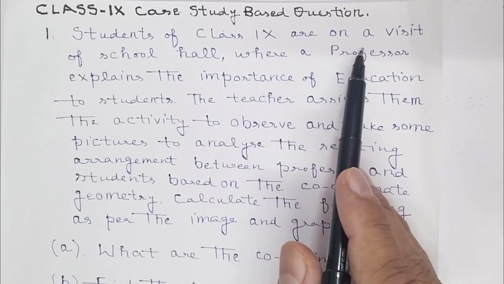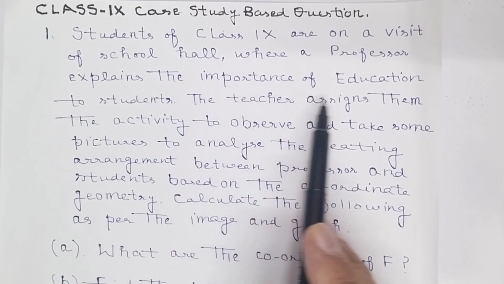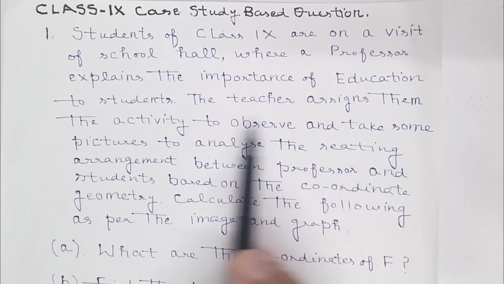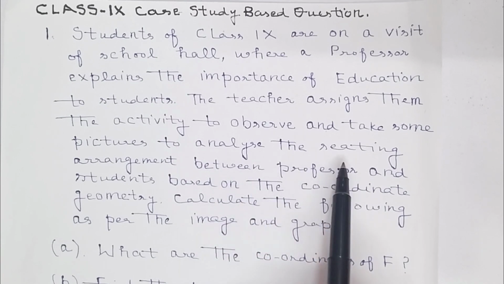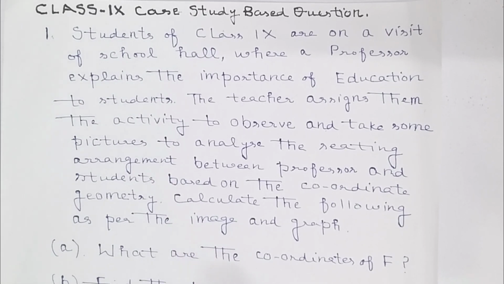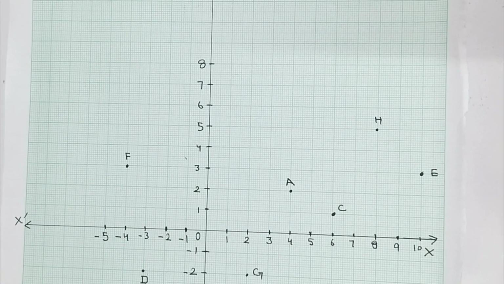Students of class 9th are on a visit of school hall where a professor explains the importance of education to the students. The teacher assigns them the activity to observe and take some pictures to analyze the seating arrangement between professor and students based on the coordinate geometry. So calculate the following as per the image and graph. So I will show you the graph. See, this is the graph of the question, and now I will read the question.